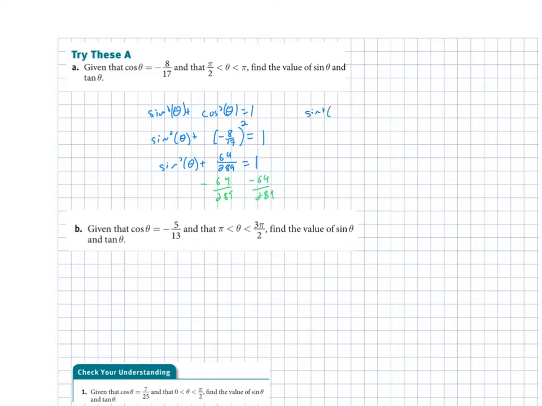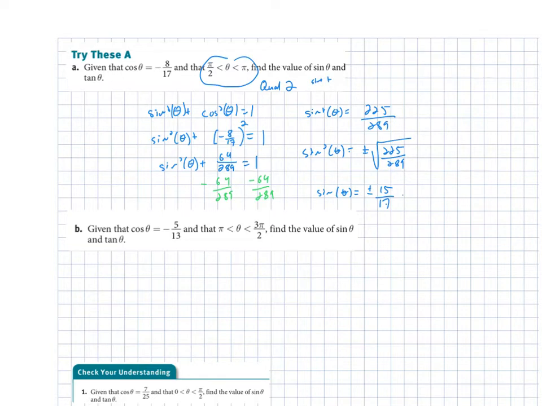And then sine squared of theta equals, well, that's going to be 289/289. So 289 minus 64 is 225/289. I can then take the square root of both sides. Remember, when we take the square root ourselves, it's plus or minus the square root of 225/289. And most of these will work out to be nice square roots. So the sine of theta is either the positive or negative square root of 225, which I believe is 15/17. Let's take a look up here. This is quadrant 2. So therefore the sine is positive. So it's going to be the positive 15/17 for the sine of theta.